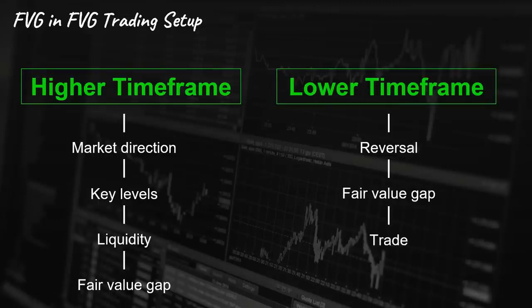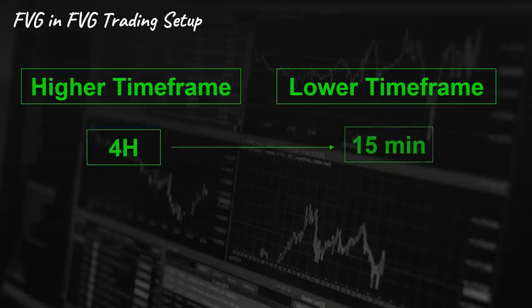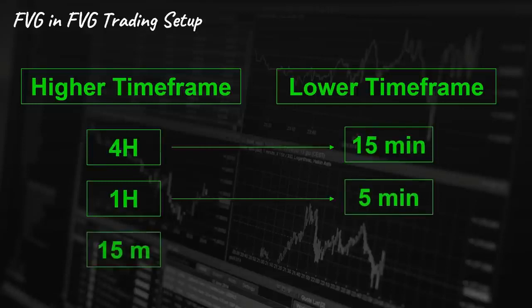Remember that this trading plan is not limited to any chart or time frames. However, your entry time frame must be 2 times lower than your higher time frame. Here are 3 time frame combinations that you can use to apply this trading strategy based on your trading style. For example, if your higher time frame is the 4-hour chart, you need to zoom in to 15 minutes to execute the trade.